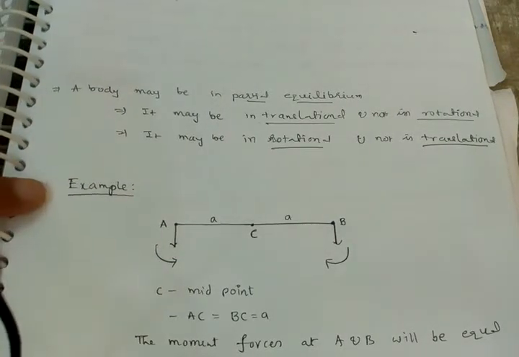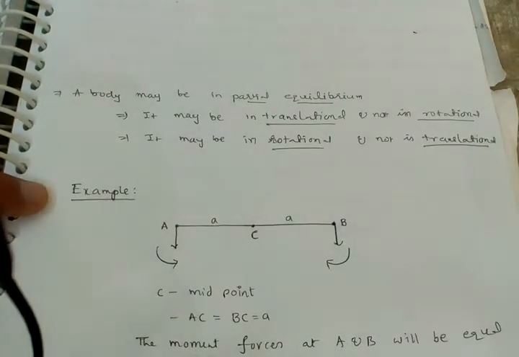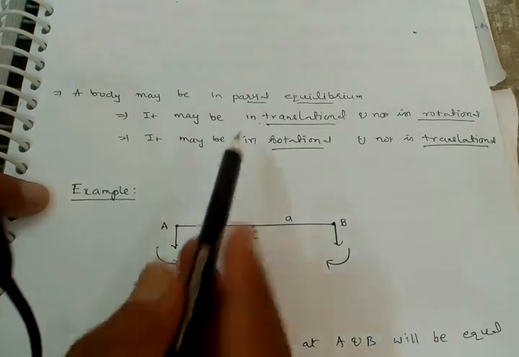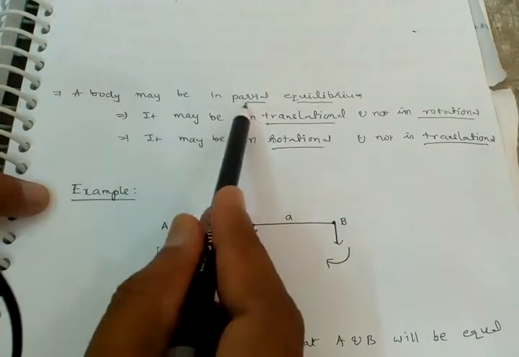In the last video, I explained what a rigid body is and what conditions must be satisfied if it is under mechanical equilibrium. Six independent conditions are satisfied if it is under mechanical equilibrium. Now I am discussing whether a body may be in partial equilibrium.